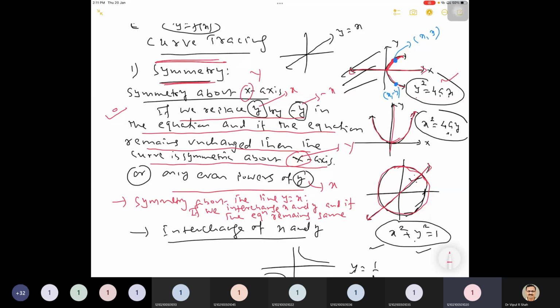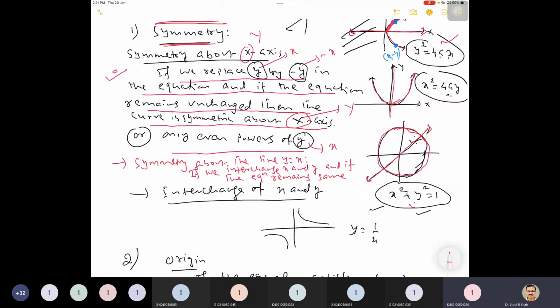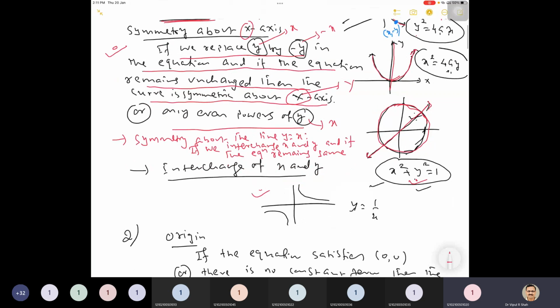Okay. See, this is the curve x square plus y square equal to 1, the equation of a circle. You can just interchange x and y. There is no change. Same way, this is also a curve, y equal to 1 by x. It's a very standard curve, so you can remember. If you interchange x and y, this is the curve xy equal to 1. No change. So you can say that there is a symmetry about the line y equal to x. Understand everyone?